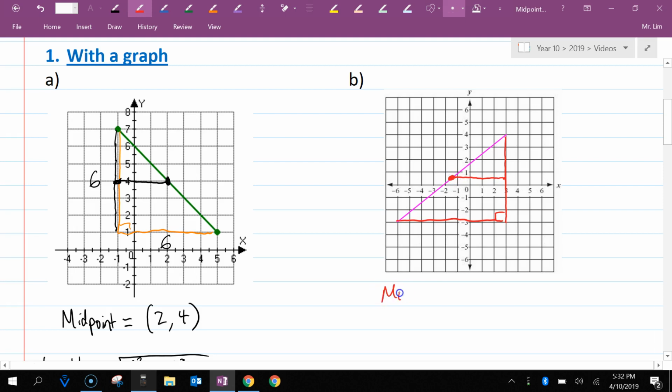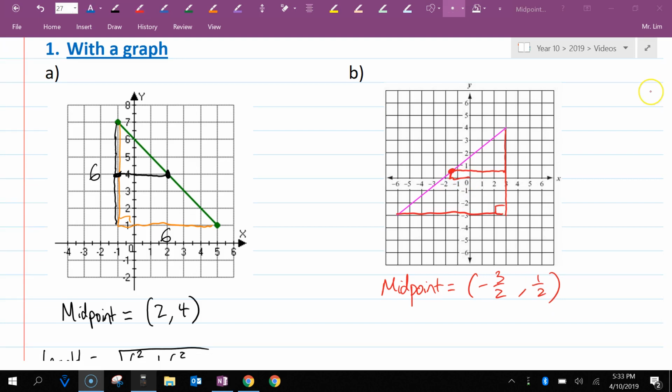So here, the midpoint is (-1.5, 1/2), or minus 3 over 2, half. Okay, so we go across to minus 1.5, and then we go up to half. So we've already established that this side has a length of 7. What about the other side that we drew? 1, 2, 3, 4, 5, 6, 7, 8, 9 has a length of 9.